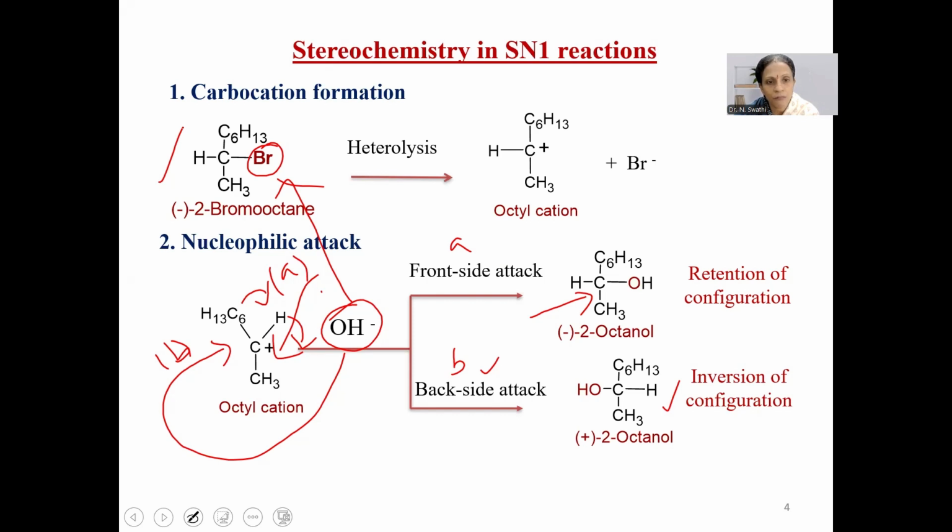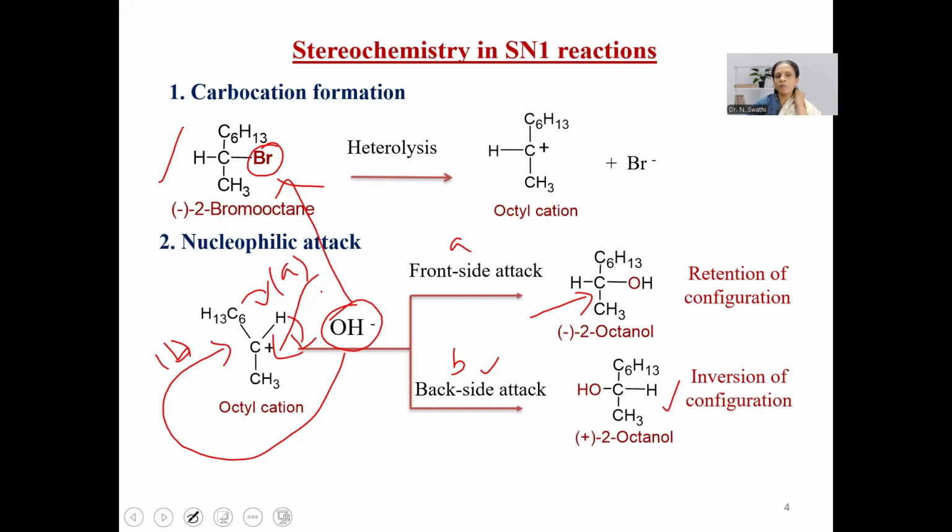As a result, if the OH group is present on the right hand side, it is the levo form. On the other hand, if the OH group is present on the left hand side, that is the opposite configuration. So that is how we get a dextro product. Here, the product configuration is exactly opposite to that of the reactant configuration upon backside attack of the nucleophile. So this type of reaction is known as inversion of configuration.